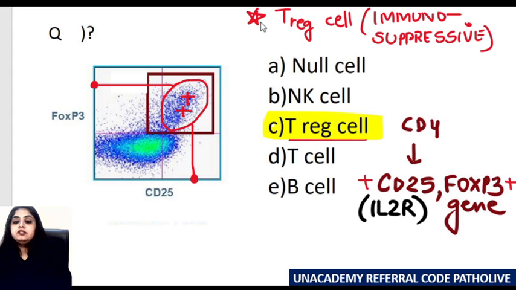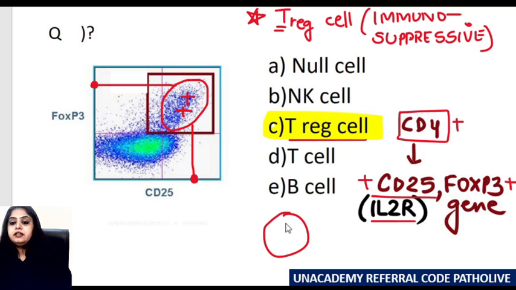T regulatory cells, immunosuppressive. So what are they? They are ultimately a type of T cell. So they are ultimately a type of CD4 only. They will always be CD4 positive. But what extra do they have? They have CD25 also and they have the FOXP3 gene also. I hope all of you know that CD25 is also known as the interleukin 2 receptor. CD25 is also the interleukin 2 receptor. So this is a cell. If I draw a T regulatory cell, what all will it express?